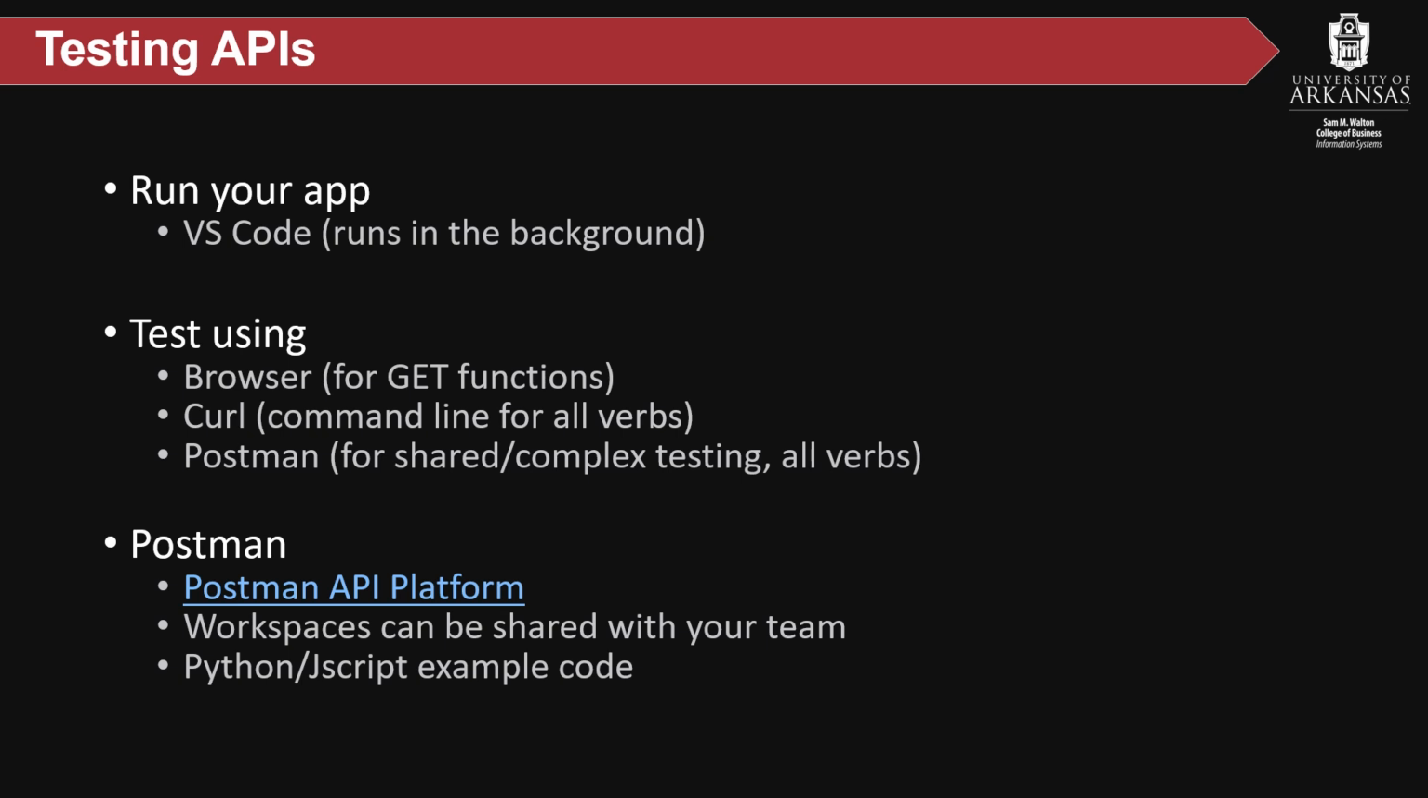Another option, and one that we're going to show you how to use in a different video, is really the preferred method. This is to use a tool called Postman. It's useful for shared and complex testing of all the verbs. It's portable, and it can even help you write the client code for Python or JavaScript, which is helpful when we start building our front ends. This is going to be really important in the next phase of the project when we put the API to use by building the front end, if you decide to use a web page for that. Anyway, be looking forward to the video on Postman.